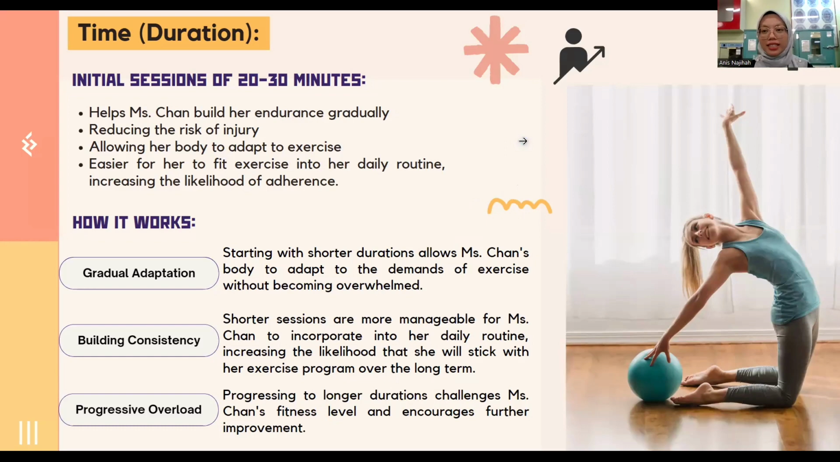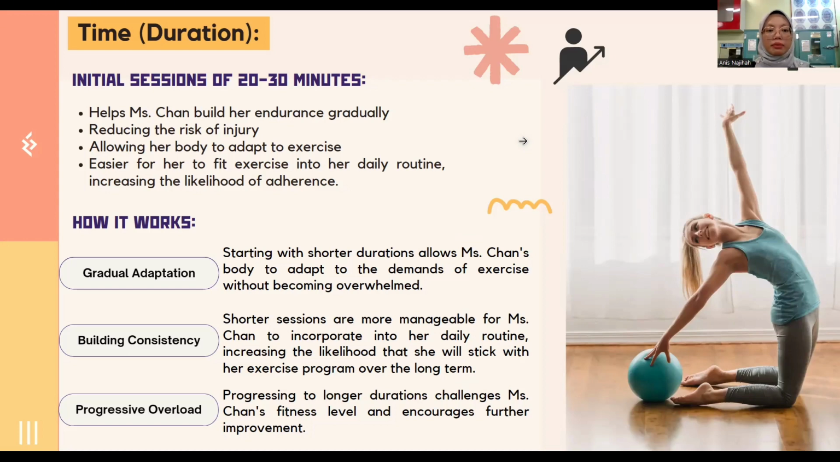Hi, my name is Nur Anis Najwa binti Ramli, and I will explain the next part, which is the time and also the duration. So basically, Ms. Chan can apply initial sessions of 20 to 30 minutes of exercise, which can help Ms. Chan build her endurance gradually and also reduce the risk of injury, and it can allow her body to adapt to exercise and also make it easier for her to fit exercise into her daily routine, which can increase the likelihood of adherence. So next, how do these short sessions of exercise work?